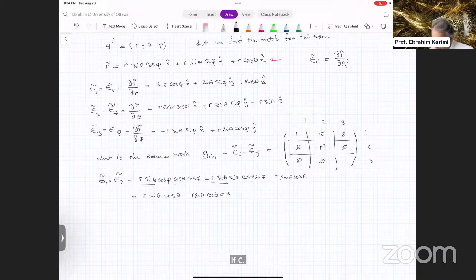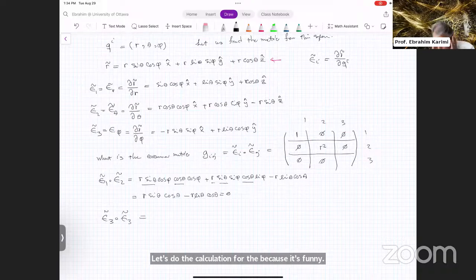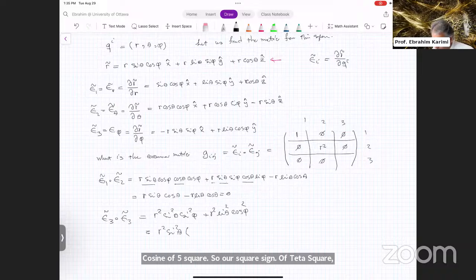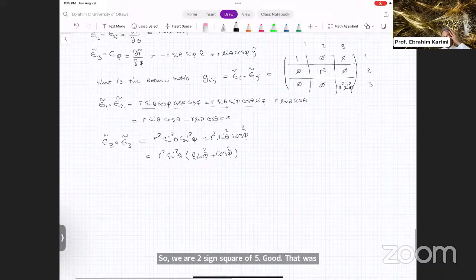Epsilon 3 dot epsilon 3, let's do the calculation for epsilon 3 because it's funny. Epsilon 3 is R square sine square of theta sine square of phi plus R square sine square of theta cosine square of phi. So R square sine square of theta, you factor it out, you will get sine of phi squared plus cosine of phi squared, which is equal to 1. So it will be R square sine square of theta. Good. That was the covariant metric.